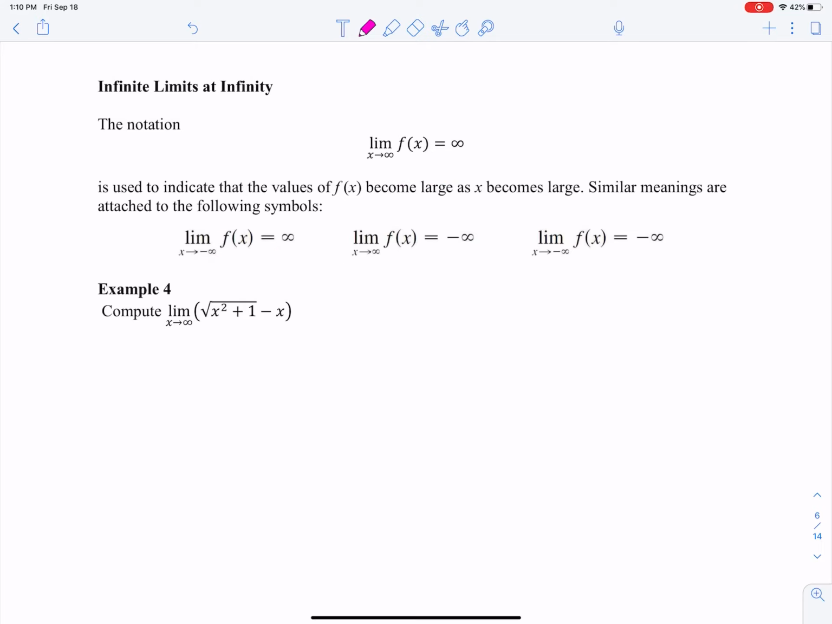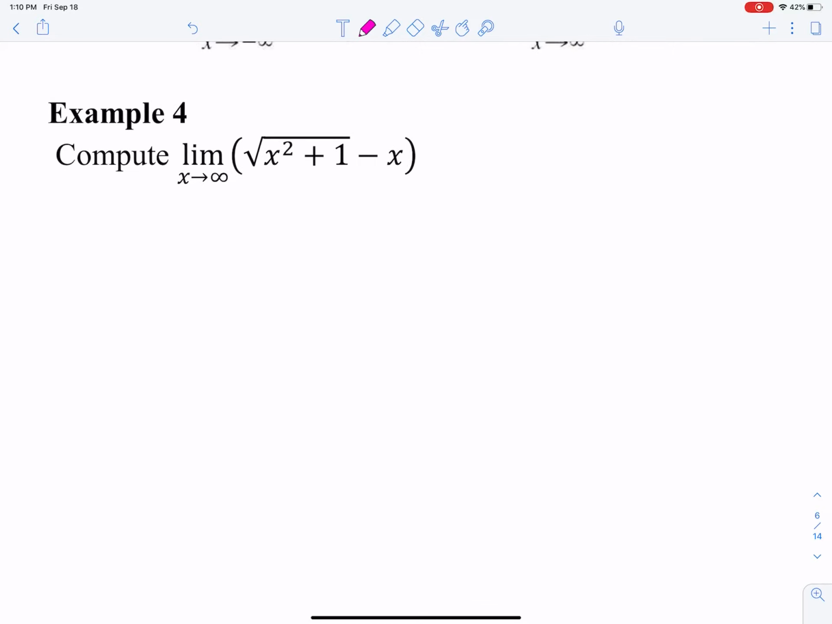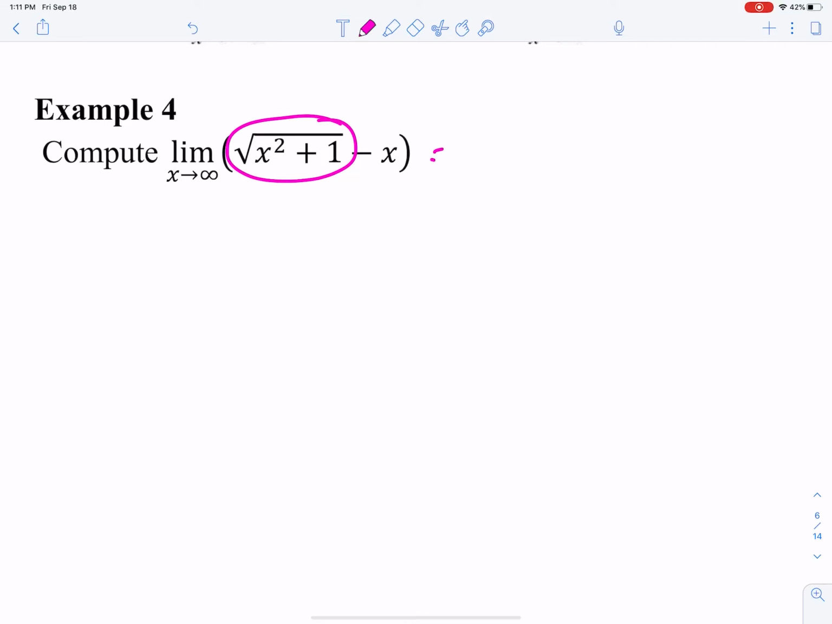Let's keep moving here. Example 4, compute this limit. We have a problem here, but let's try this out first. We're going to, in air quotes, plug in infinity here and here and see what happens. Again, you cannot plug in infinity. Infinity is not an actual number, it's a concept. If we make x incredibly large, square it, add 1, and then square root it, it's still incredibly large, isn't it? So we'll get infinity on that part.